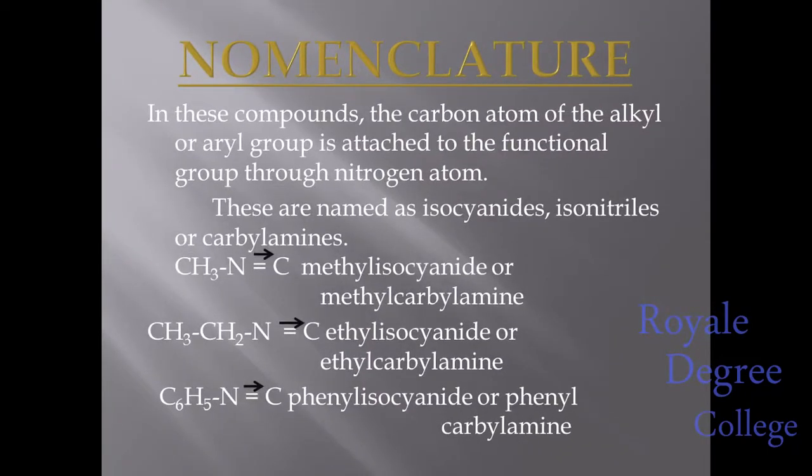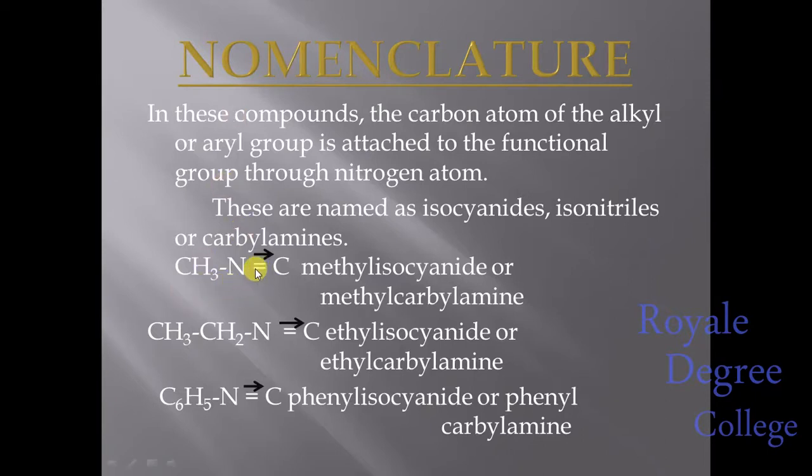Nomenclature. In these compounds, the carbon atom of the alkyl or aryl group is attached to the functional group through the nitrogen atom. These are named as isocyanides, isonitriles or carbylamines. See the example here, CH3 and triple bond.